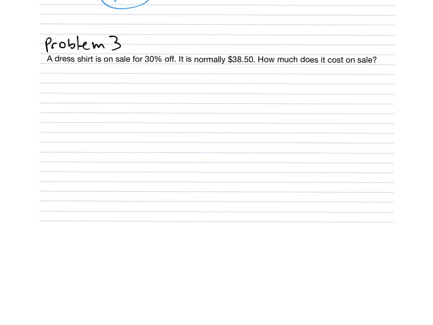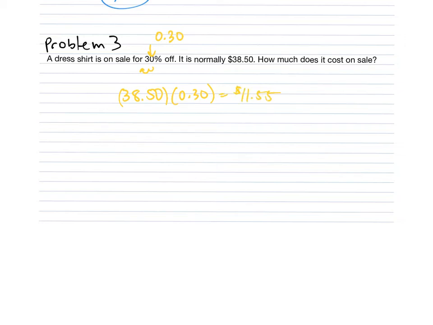So a dress shirt is on sale for 30% off. It's normally $38.50. How much does it cost on sale? So we want to figure out how much we are getting off. If it's 38.50, to figure out what's 30% of that, we just have to multiply this by 30% as a decimal, which means we move the decimal place backwards to go to the decimal form of the percent. So this is going to be 0.30. So you just take 38.50 times 0.3, or 30%, and you get 11.55.